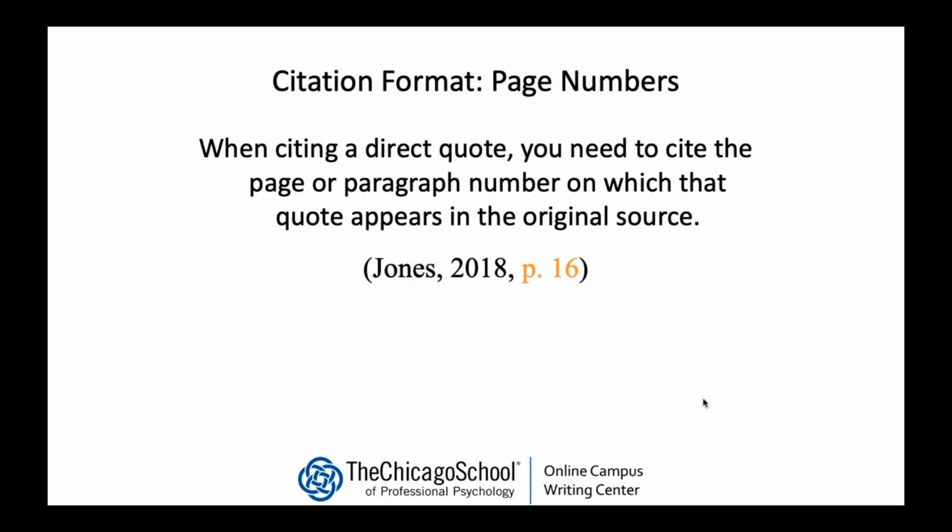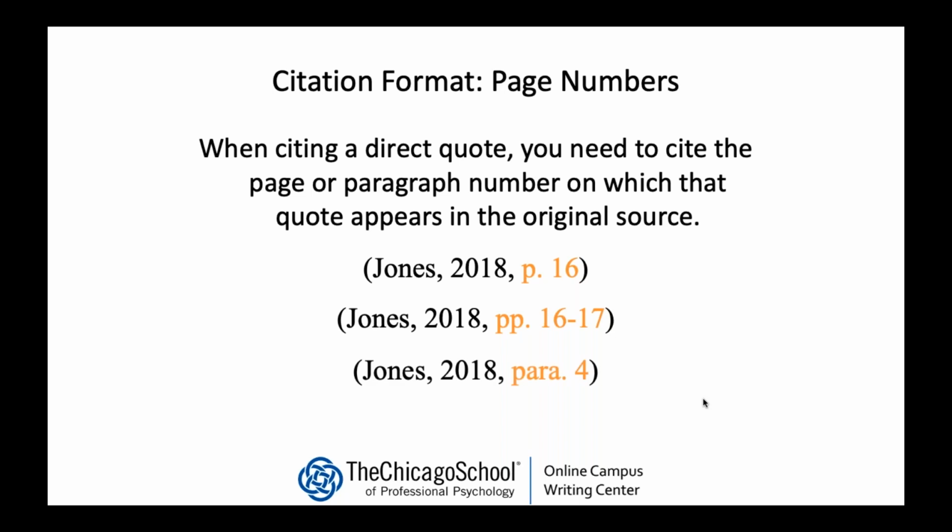So here's what that looks like. If there's a page number, it looks like P, period, and the number where it appeared. If what you need to use spans multiple pages, use multiple P's to indicate that: PP dot, and then the first and last pages of the material that you covered. If there's no page numbers, you're required to use a paragraph number. So here, para dot 4.